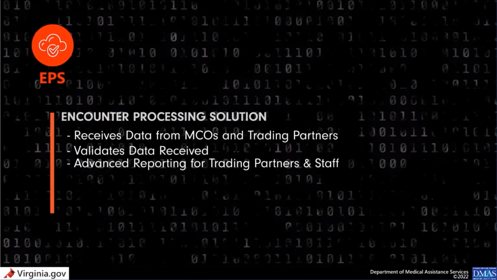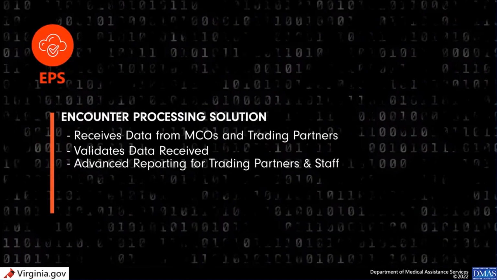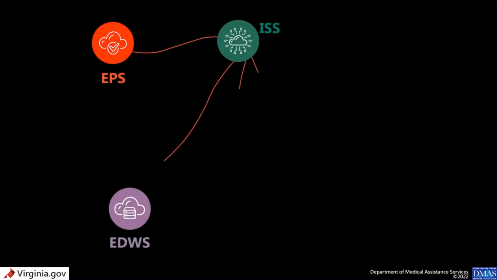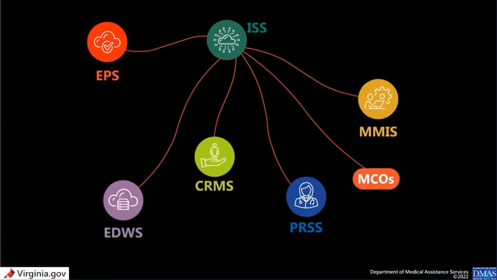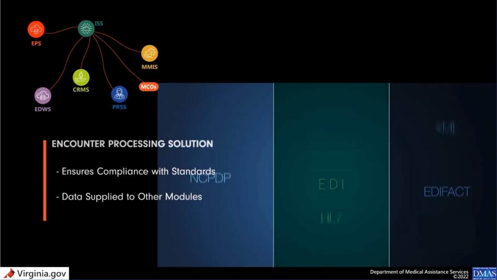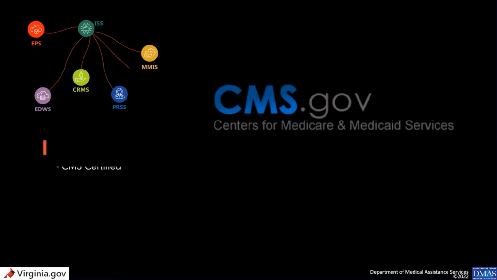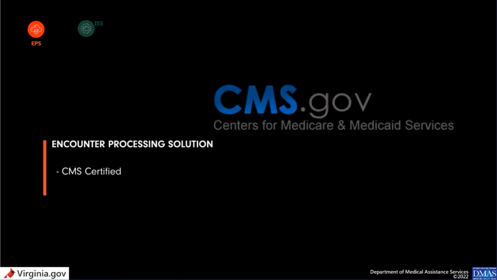The Encounter Processing Solution, or EPS, provides secure connections to receive and validate encounters submitted by MCOs and other trading partners. EPS validates the data to ensure it's formatted correctly and completely. The data is then supplied to ISS and other MES modules. EPS was developed in-house using DMAS resources and talent and is already CMS certified.